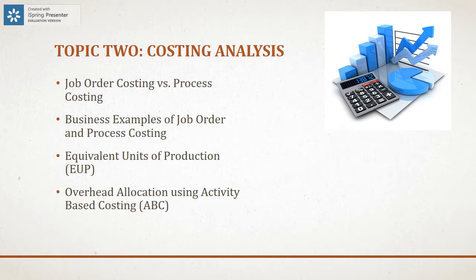We're going to be covering 4 topics in this presentation: comparison between job order costing and process costing, business examples of these, the importance of equivalent units of production, and overhead allocation using activity-based costing.